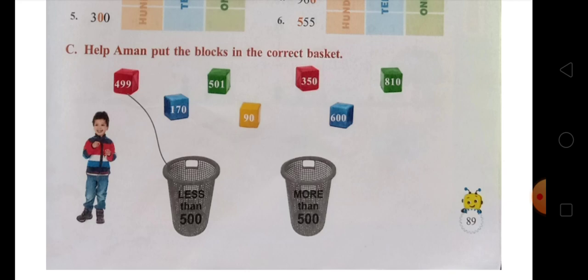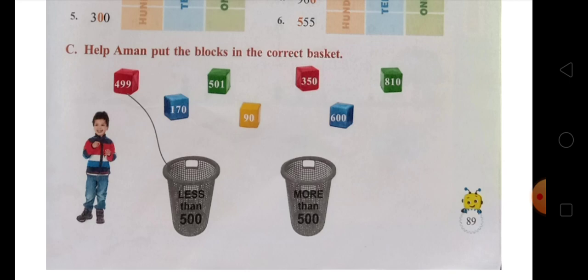499 will be less than 500, because we know that 499 is less than 500. 170 will be less than 500. 501 will be in more than 500, because 501 is greater than 500. And 90 will be in less than 500, because 90 is smaller than 500. The next block is 350, and you know that 350 is less than 500, so you have to put it in the less than 500 basket.